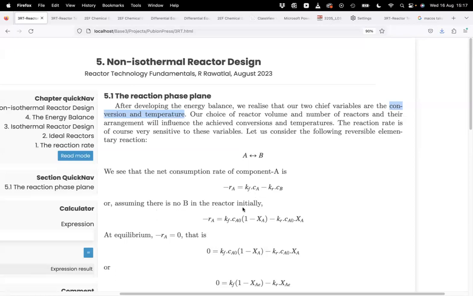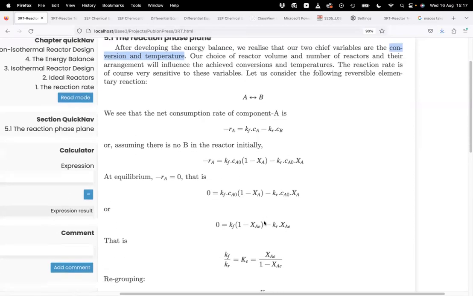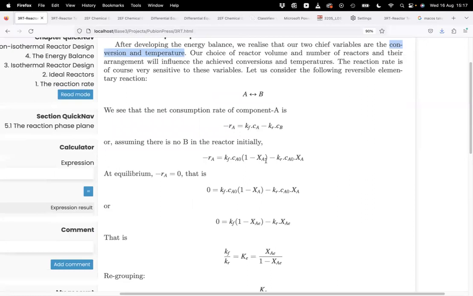And if we assume that there's no B in the reactor initially, then the amount of B that we have in the reactor must be due to A having reacted. So CB must equal CA0 XA. And then CA, we know we can write as CA0 (1 minus XA). So that's the reaction rate here. And we can say at equilibrium, we know the net rate is 0. And so we have this, and you can see we can cancel the CA0s here, and we're left with this.